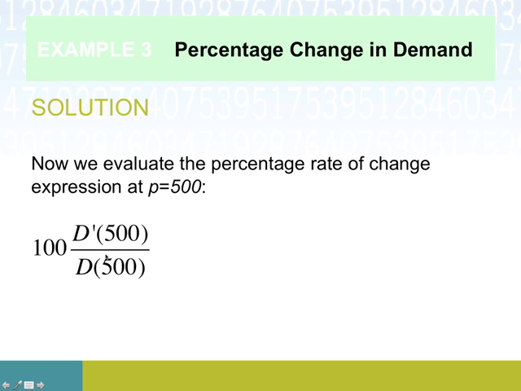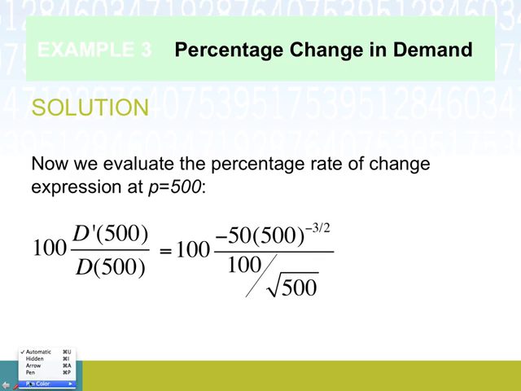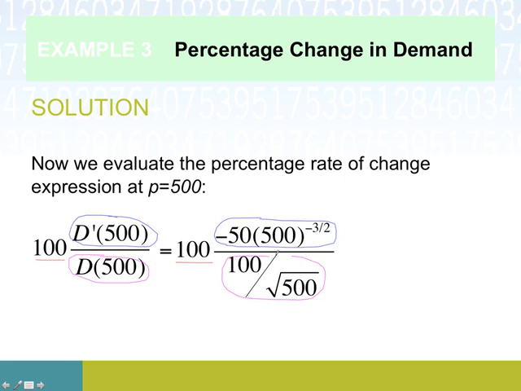And D of 500 just goes back to the demand function we were given to begin with. So here's, just to track down all the pieces, here's the 100 that was there from the beginning. D prime of 500 is the derivative expression we just figured out, but with a 500 in for p. So negative 50, there's our p-value, 500, to the negative 3/2. And then finally we have, on bottom, the original function back again. So D of 500, that's just demand, which looked like 100 divided by the square root of p. So 100 divided by the square root of 500.